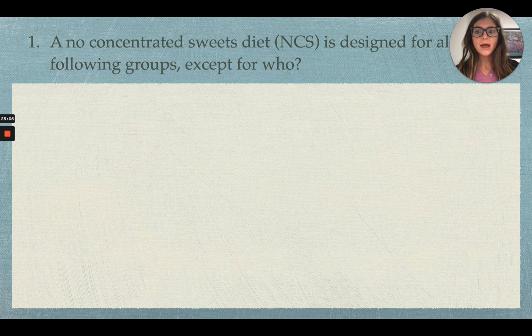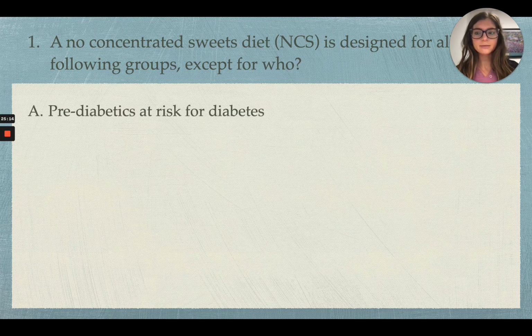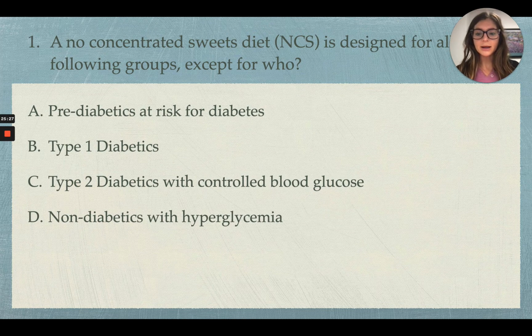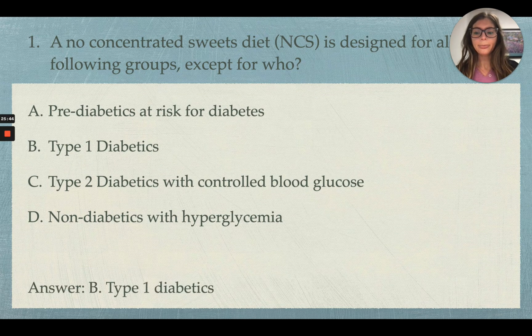Question number 1. A no concentrated sweets diet, or an NCS diet, is designed for all the following groups except for who? A. Pre-diabetics at risk for diabetes. B. Type 1 diabetics. C. Type 2 diabetics with controlled blood glucose levels. Or D. Non-diabetics with hyperglycemia. So the answer is going to be B.